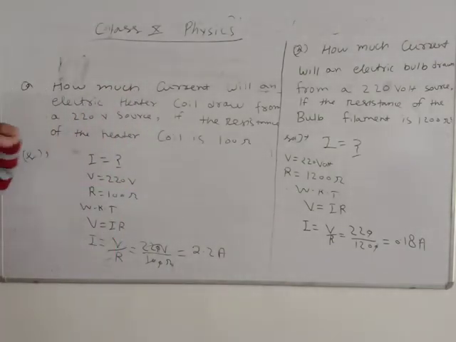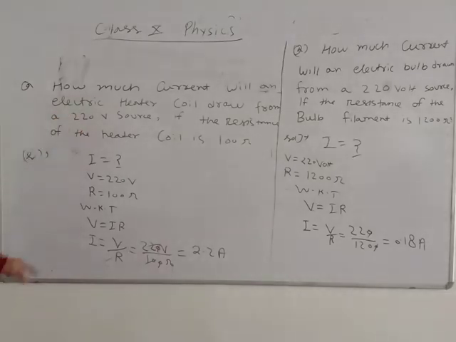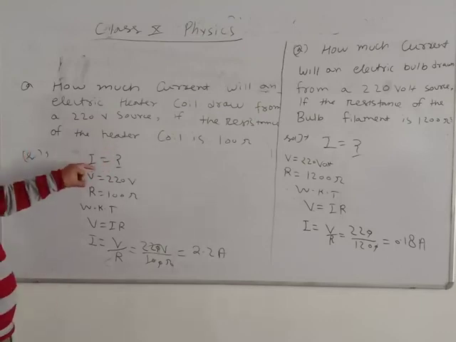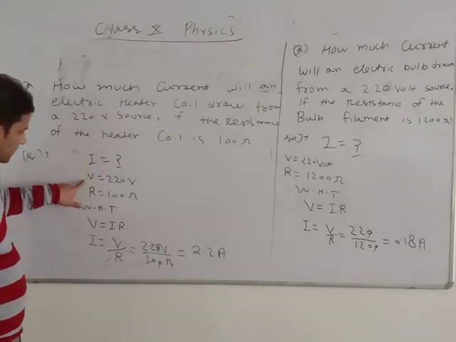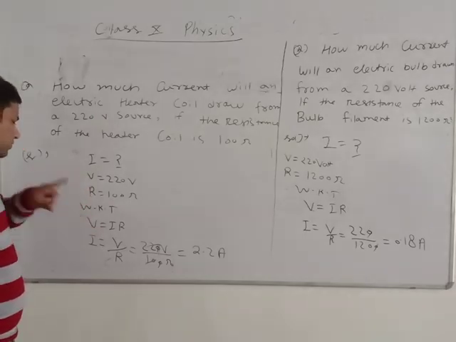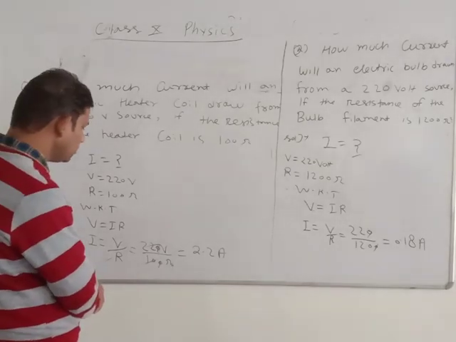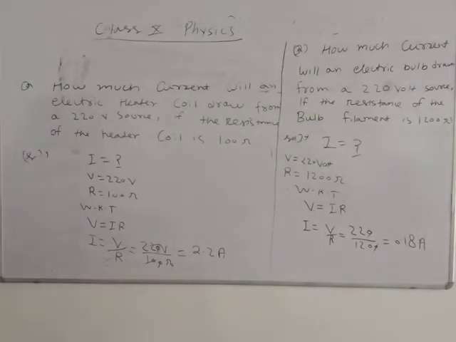Listen again, how much current will an electric heater coil draw from a 220 volt source if the resistance of the heater coil is 100 ohm? Student, in this question I is question mark, V is 220 volt, R equals 100 ohm. So we know that V equals IR, so I equals V by R. It means 2.2 ampere is the answer of this question.